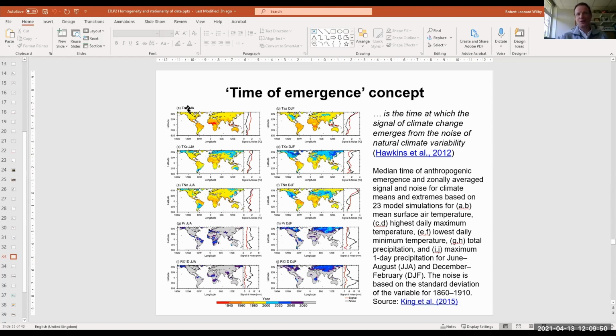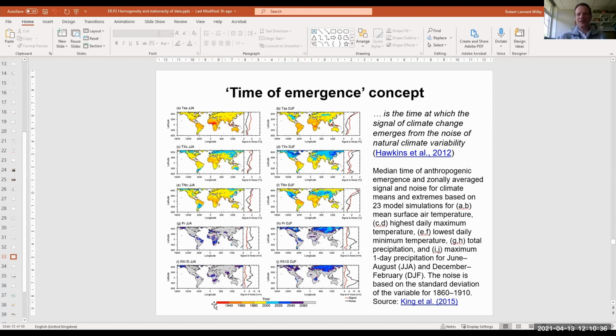So seasonal mean temperature in summer, JJA, and in winter, DJF. Maximum temperature in summer, maximum temperature in winter, minimum temperature in summer, minimum in winter, mean summer rainfall, mean winter rainfall, and the 1-day annual maximum rainfall in summer or in winter. It's a lovely paper in which they look across the globe using those 10 indicators to try to identify when and where the climate change signal emerges first, using this time of emergence concept.